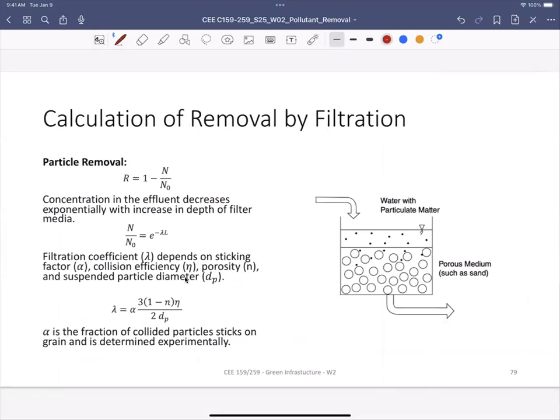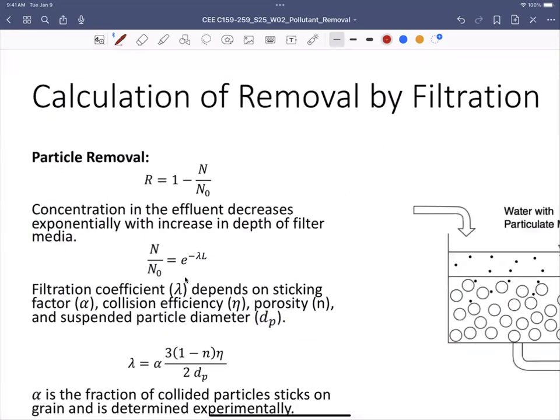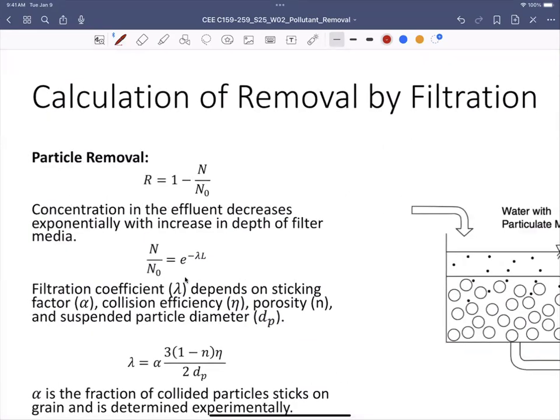Now, if you want to calculate removal of particles by physiochemical filtration, you can calculate based on this. Basically, this R is equal to 1 minus N over N0. N is the concentration of particles in the effluent, and N0 is the concentration of particles in the influent. So this is influent in, and this is out on particle concentrations. R is basically how much particles is removed.